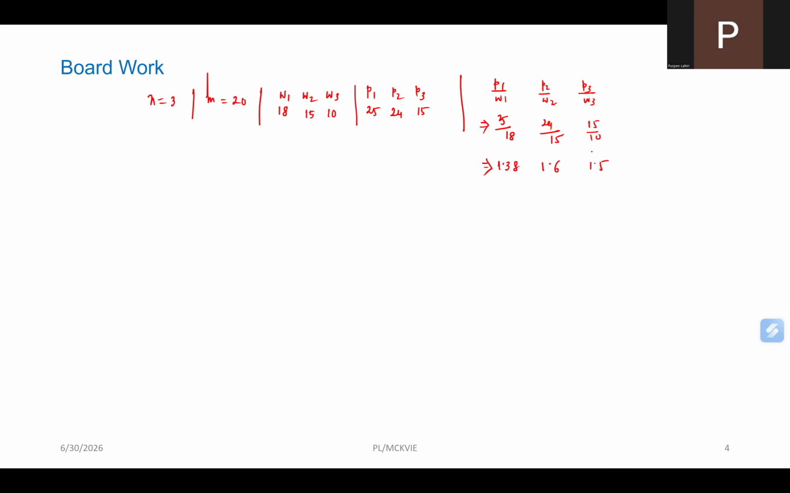Among these three, which one is the highest? 1.6 is the highest one, which indicates item number 2. So I have to pick up the second item first. Then I have to move on to the third item. Then if required, I will come back to the first item.